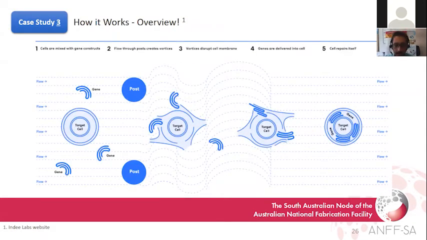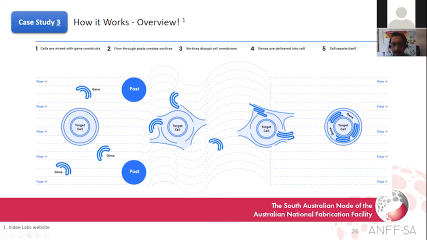So vortex shedding is an oscillating flow that takes place when a fluid passes a bluff body such as a post at a very certain condition. So there are 5 steps involved in this device. The first step, cells are mixed with the gene construct. The second step, the flow through posts creates the vortices. In the third step, vortices disrupt the cell membrane. In the fourth step, the gene is delivered into the cell, and in the last step, the cell repairs itself.